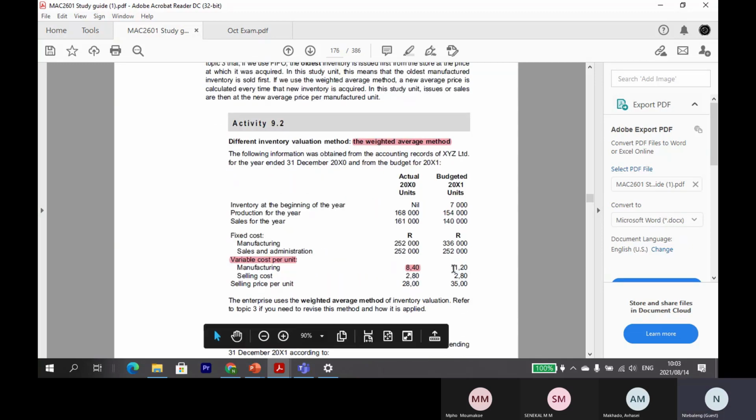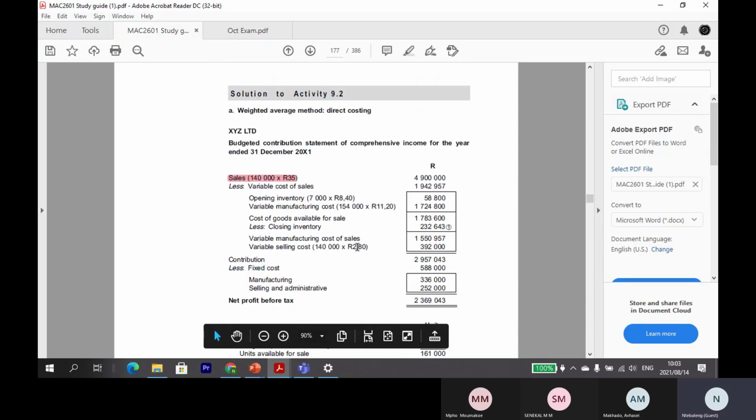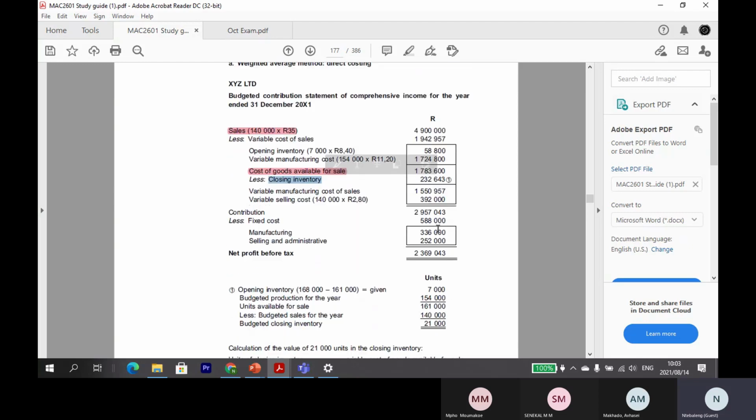11 rand 20, it's current. So you take production for the year with the current manufacturing. Cool, straightforward so far. And then you get your cost of goods available for sale. It's the amount. Now you need to less your inventory.